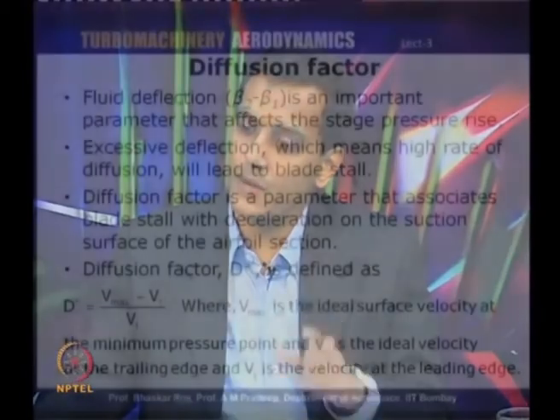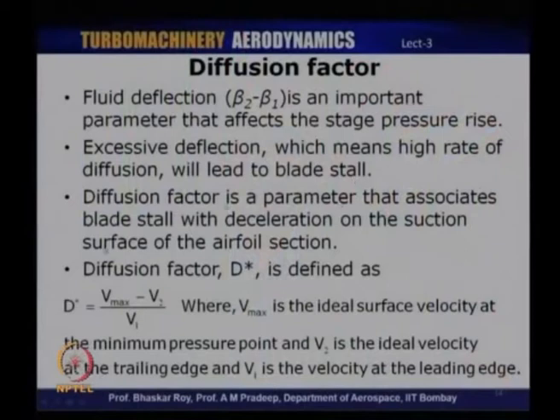not take place. So, diffusion factor is a parameter which basically associates blade stall with deceleration primarily on the suction surface of the airfoil, because that is where one would expect the blade stall to take place under normal incidence angles. So, diffusion factor will tell us what is the relation between the blade stall and deceleration on the blade surface.